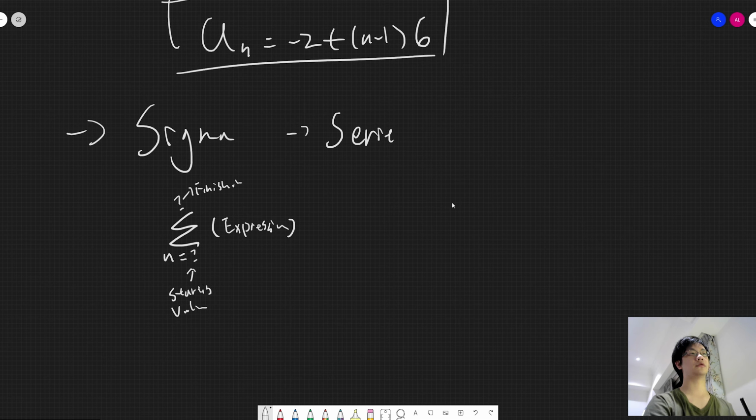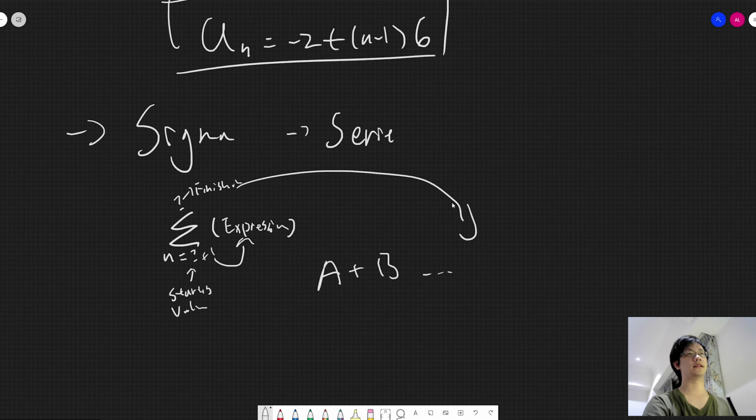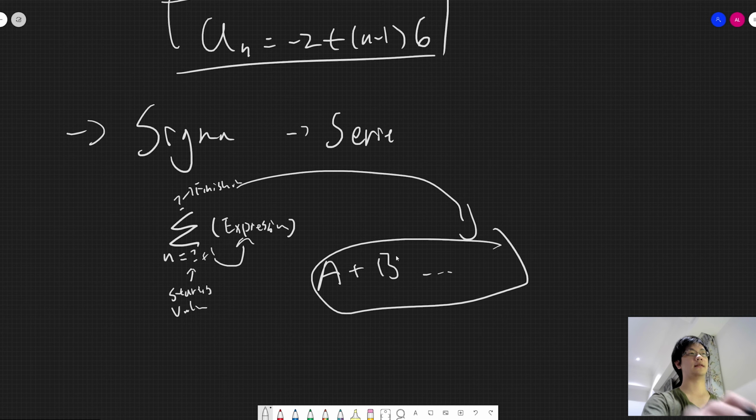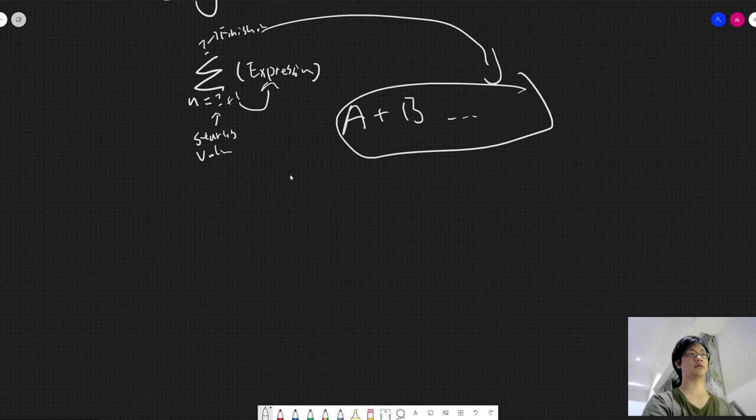So all you do is plug the variable equals starting value into the expression. So you'll get something, right? You get, let's say, A. And you add 1. That goes to B, that gives you B, and you add 1. You just keep on adding until it goes to the finishing value, and you get a sum, right? That's not very clear. So an example will be helpful.